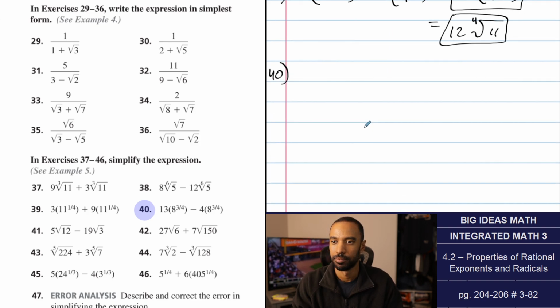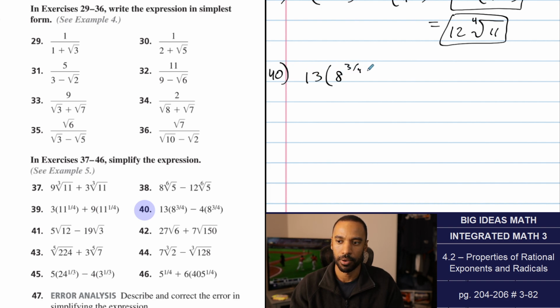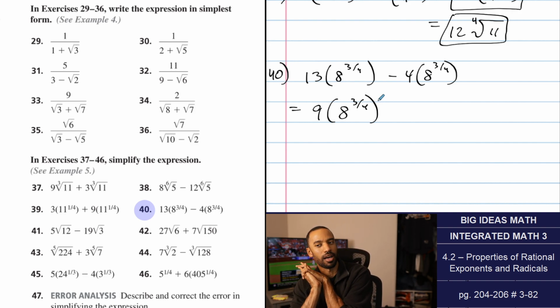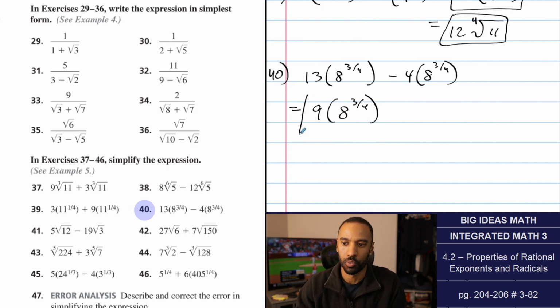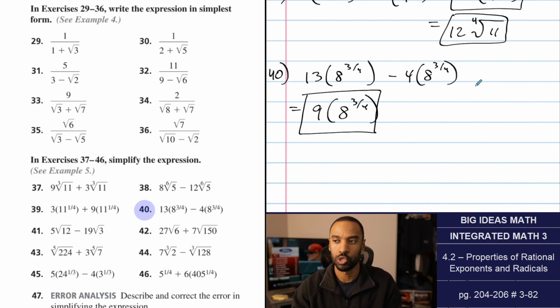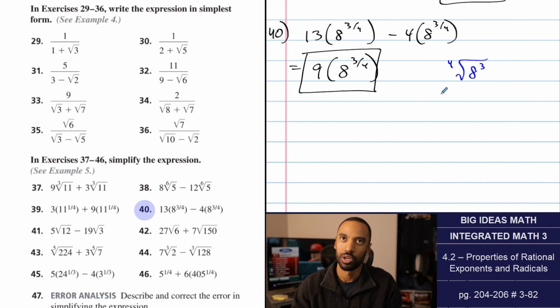Number 40, you have 13 times 8 to the 3/4 power minus 4 times 8 to the 3/4 power. I mean, so far, every problem is just as simple as combining like terms. In this case, this will be 9 times 8 to the 3/4 power. I'm a little more inclined to look at working in something on that 8 to the 3/4 power and simplifying it. I'd like to. This may be the answer that the book would go for just because that can't simplify to a perfect value, but I do want to work with it. 8 to the 3/4 power is the 4th root of 8 cubed.